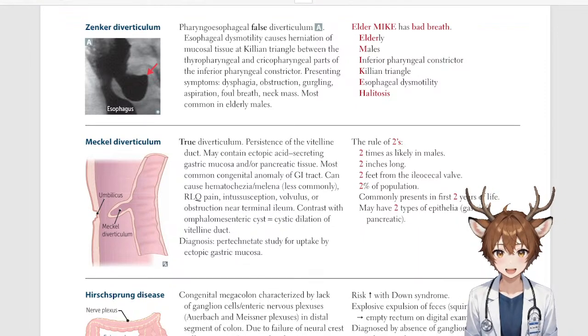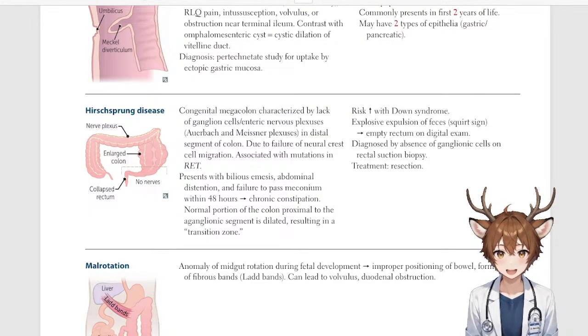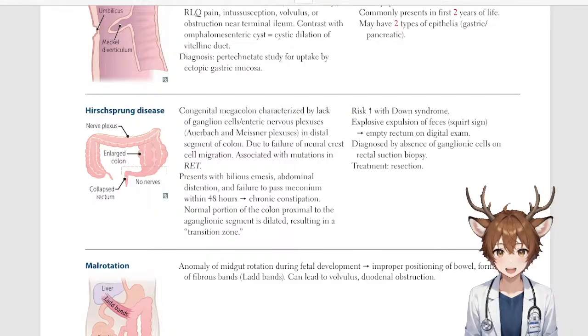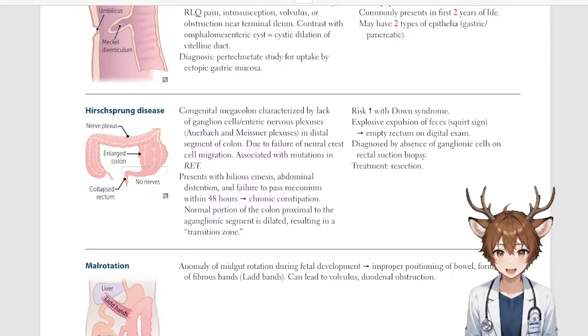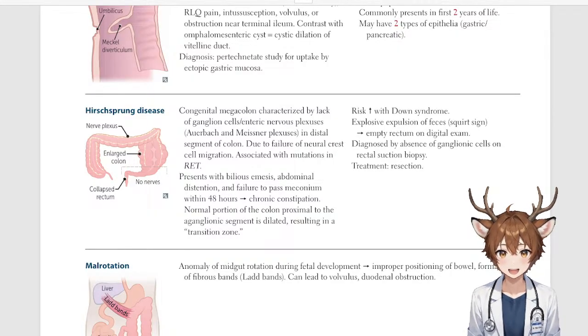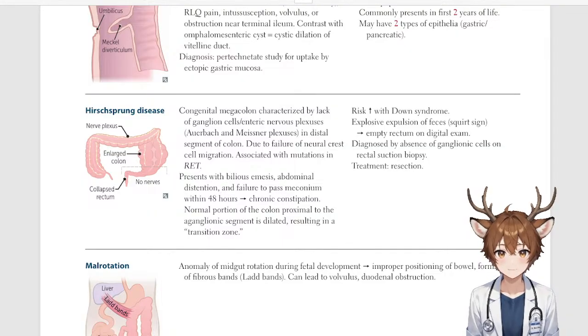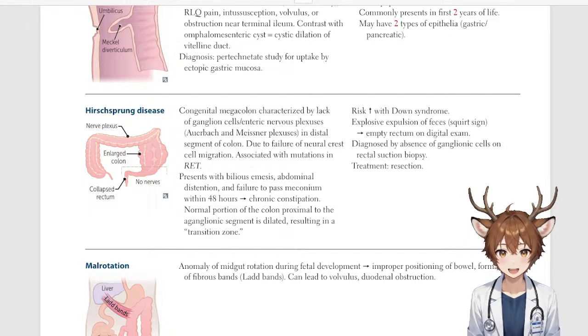What about Hirschsprung's disease? Hirschsprung's disease is a congenital megacolon characterized by lack of ganglion cells and enteric nervous plexuses, like Auerbach's and Meissner's plexuses, in distal segments of the colon due to failure of neural crest cell migration, associated with loss of function mutations in RET. It presents with bilious emesis, abdominal distension, and failure to pass meconium within 48 hours, leading to chronic constipation. The normal portion of the colon proximal to the aganglionic segment is dilated, resulting in a transition zone.